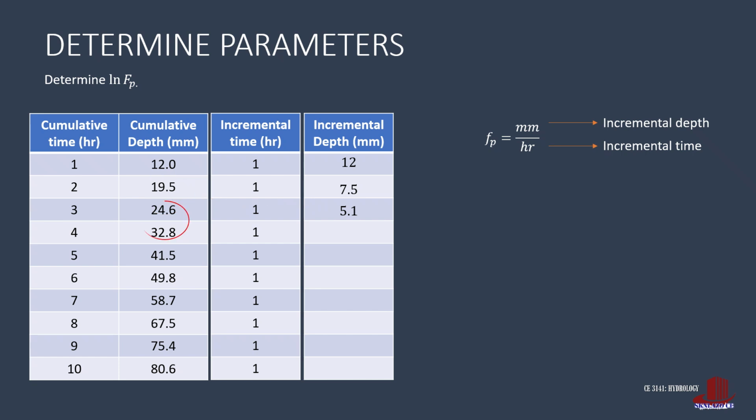Next is 32.8 less 24.6, giving 8.2. Then 41.5 minus 32.8 as 8.7. Followed by 49.8 less 41.5, giving 8.3. Then 58.7 minus 49.8 as 8.9. There is also 67.5 minus 58.7, which is 8.8. Then 75.4 less 67.5, and that is 7.9. And lastly, 80.6 minus 75.4 is 5.2.